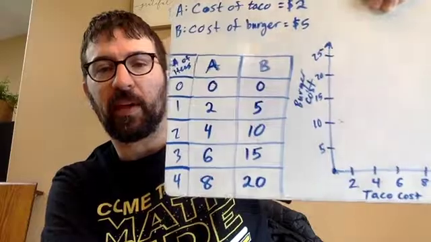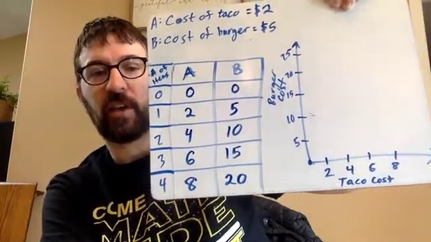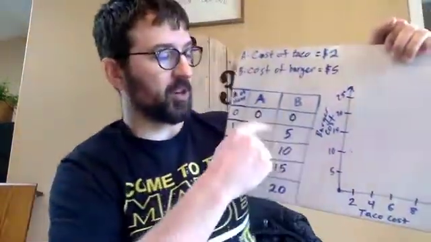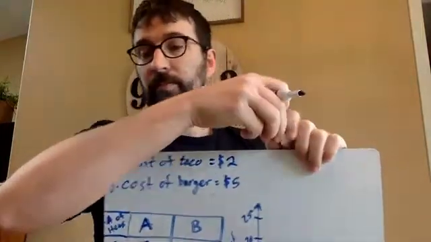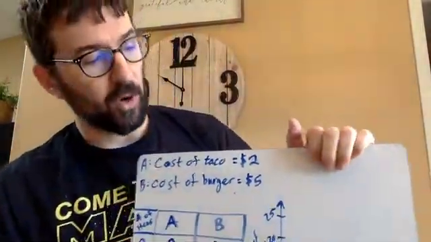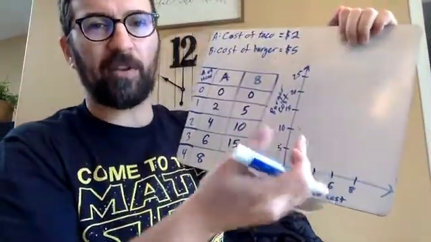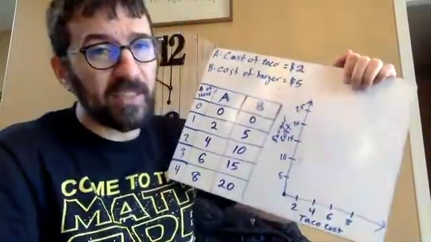Now I set up a little table here showing taco costs and burger costs, and as we go, these points are going to go along here because these are my ordered pairs. Hopefully this is getting a lot easier for us and making a lot more sense. It's hard for me, I'm getting feedback from a lot of you, so I don't really know how much sense this is making.